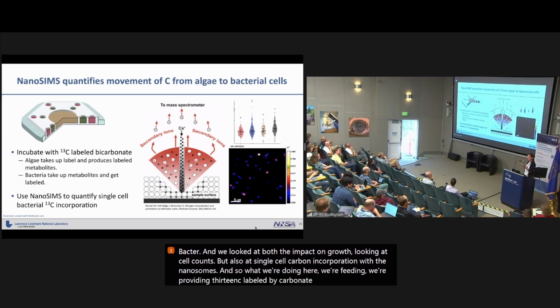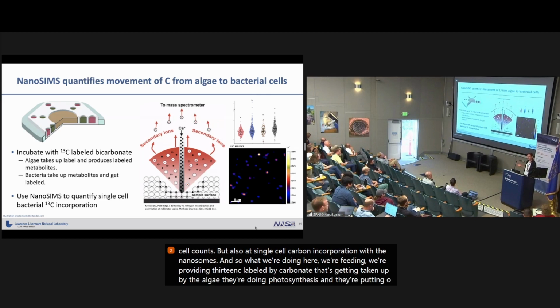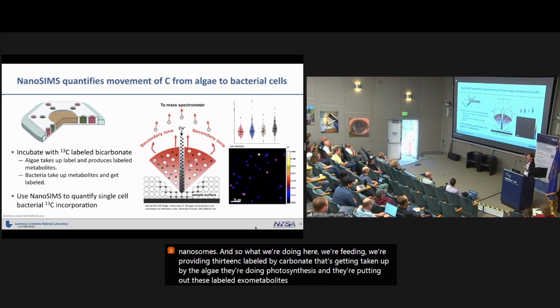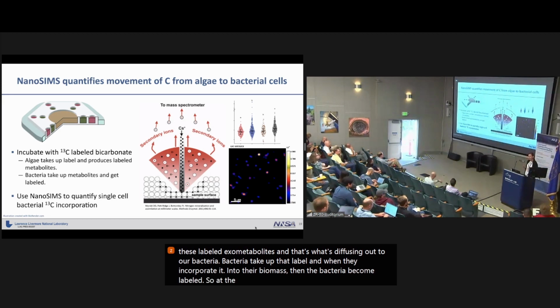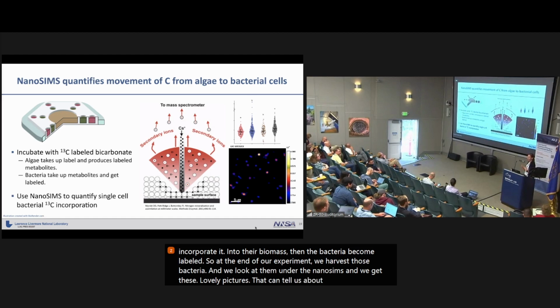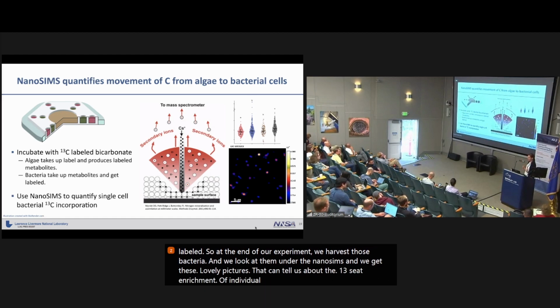That's getting taken up by the algae. They're doing photosynthesis, and they're putting out these labeled exometabolites. And that's what's diffusing out to our bacteria. Bacteria take up that label, and when they incorporate it into their biomass, then the bacteria become labeled. So at the end of our experiment, we harvest those bacteria, and we look at them under the nanoSIMS, and we get these lovely pictures that can tell us about the 13C enrichment of individual bacterial cells.